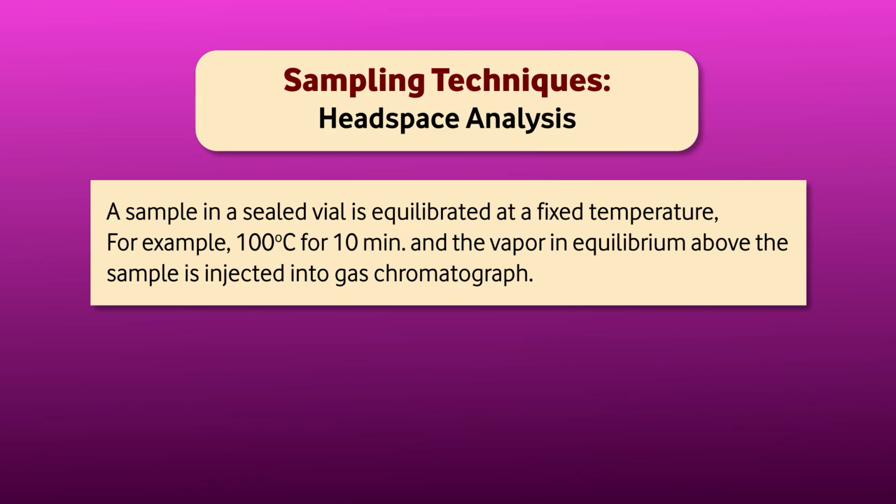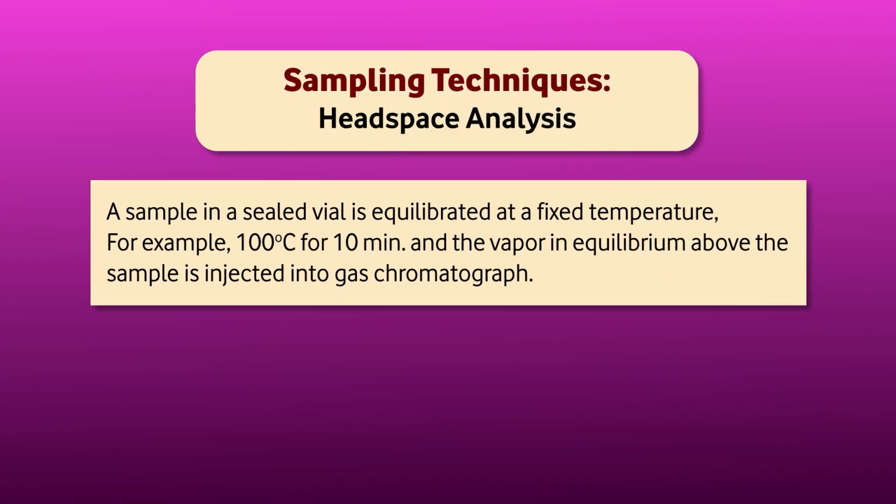The purpose is that the constituents which are in the liquid should come up in the vapor form. Maybe it is 50 degrees, maybe 60 degrees, depending on what constituent we are talking of. For example, for 10 minutes we equilibrate it and the constituent will come into the vapor form. It will be more concentrated in the vapor than in the solution. That vapor we inject in the GC. By this, we try to achieve a lower limit of quantification and a low limit of detection.